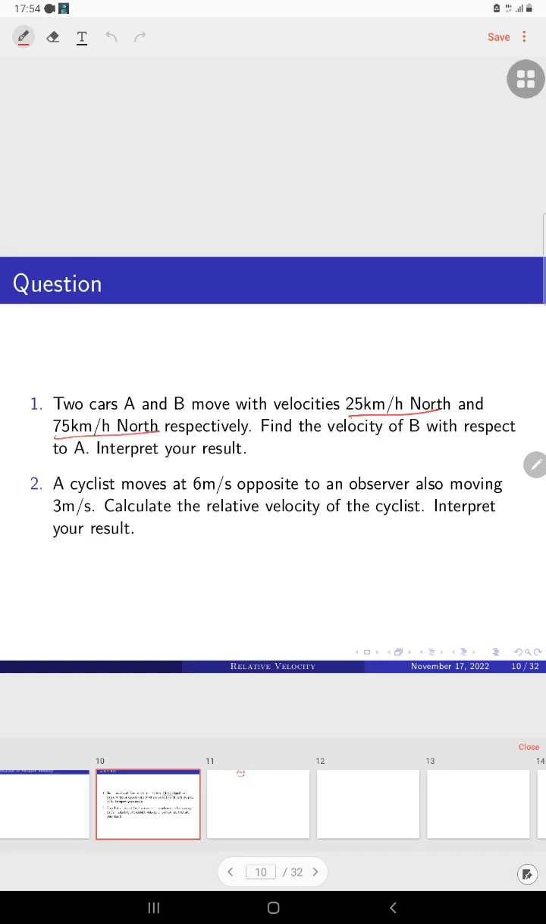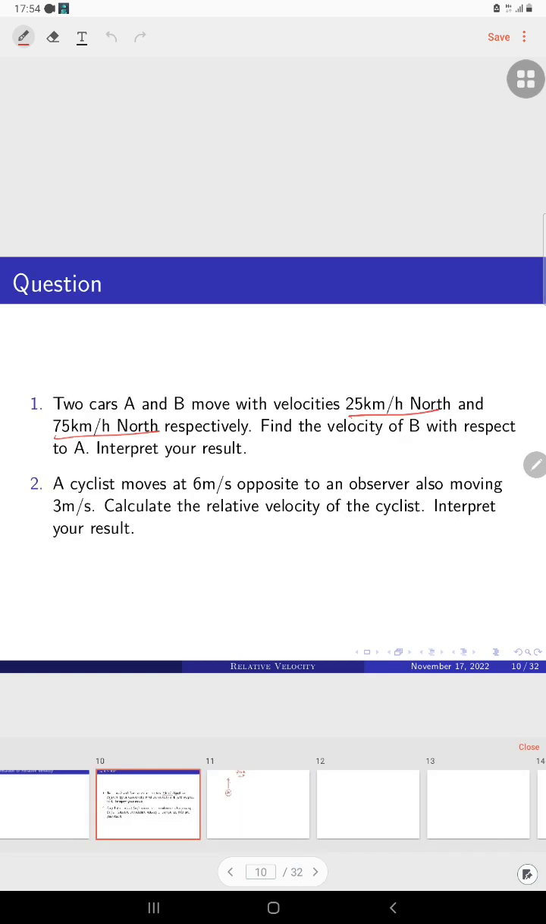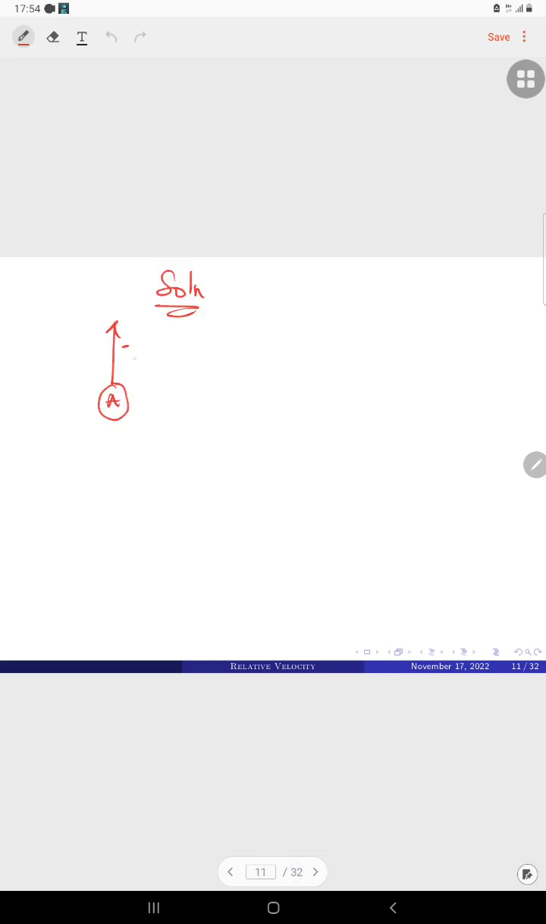Solution. When we check the question carefully, we are given two velocities. The directions have been given. A is moving north, B is moving north. The units are the same. So I can draw it this way. A is moving with 25 kilometers per hour, and B is also north and it's 75.